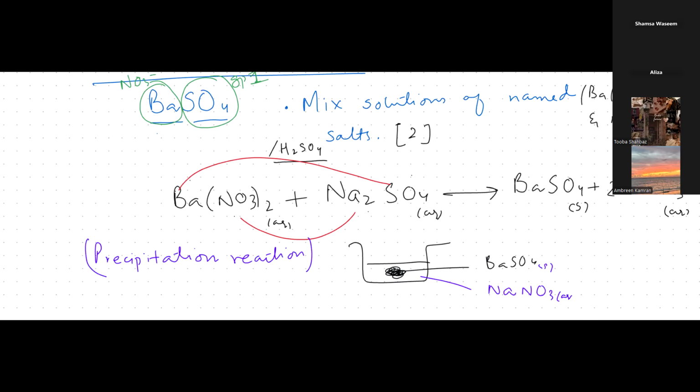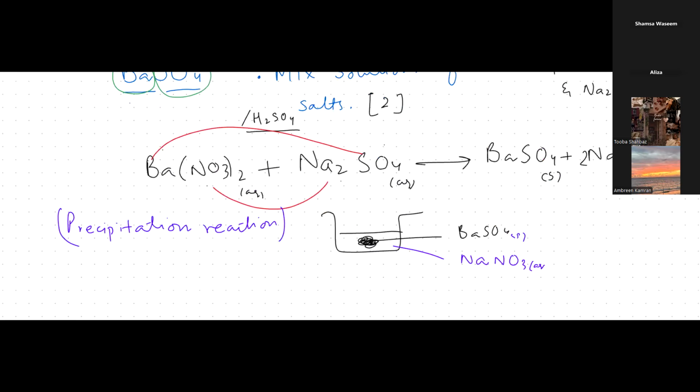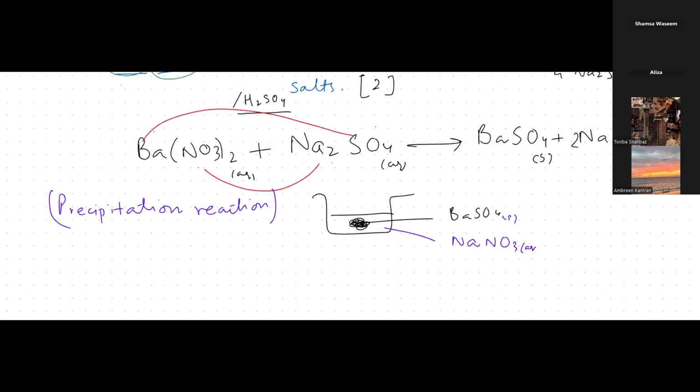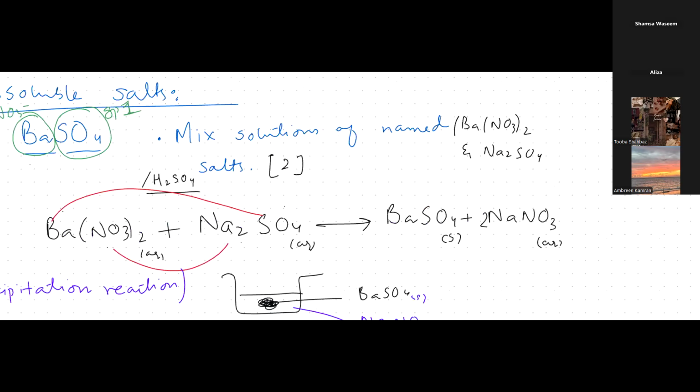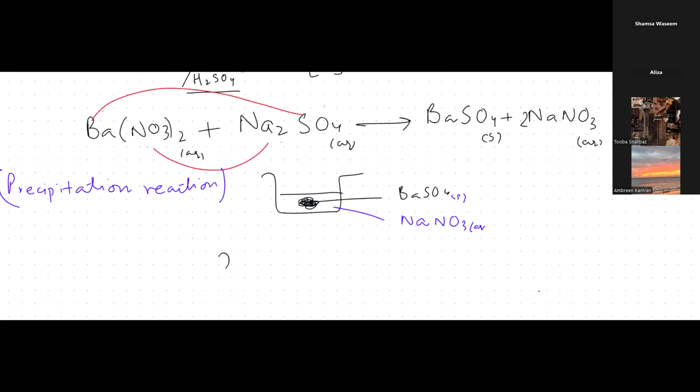Okay, now I want a suggestion from you, children: in the beaker we have a soluble salt and an insoluble salt. So how should I separate it? What should I do? Filter it. Very good. To remove an insoluble solid from a solution, we have to do filtration. Very nice. So your second marking point is that after mixing, you have to filter the solution. Right, girls?